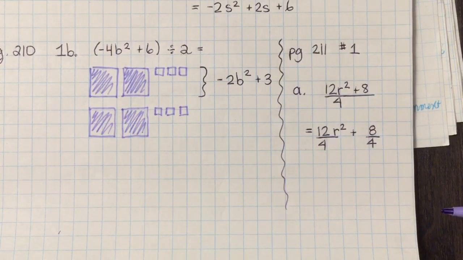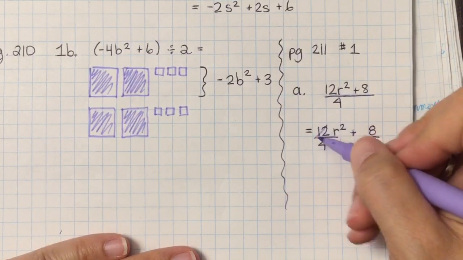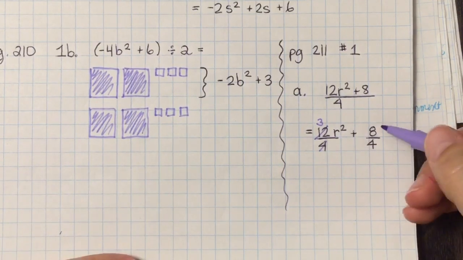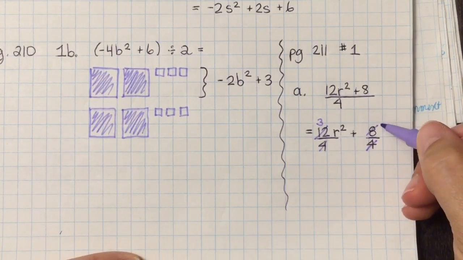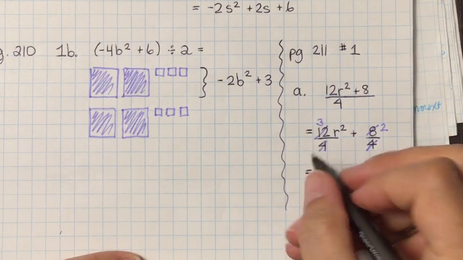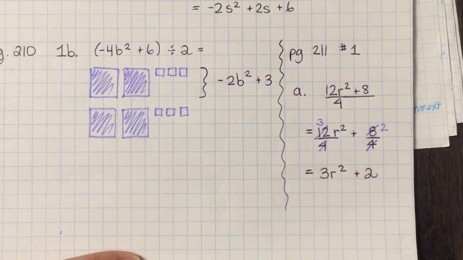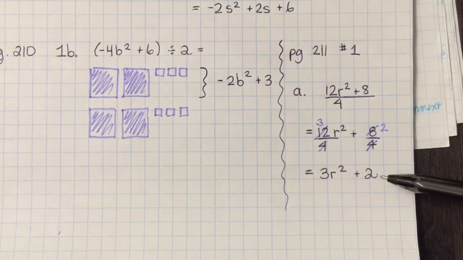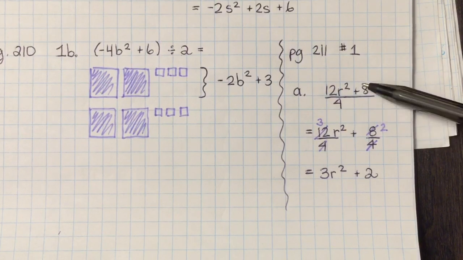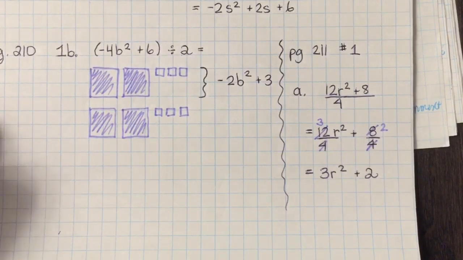Okay, and now I can simplify each fraction. 12 divided by 4, well, that's 3. r squared isn't being divided by anything, so that stays the same. 8 divided by 4, well, that's just 2. Okay, so when I simplify this, I'm going to have 3r squared plus 2. And my quotient, which is my answer, is positive, because I have a positive number divided by a positive number. Okay, we're done. Let's try another one.